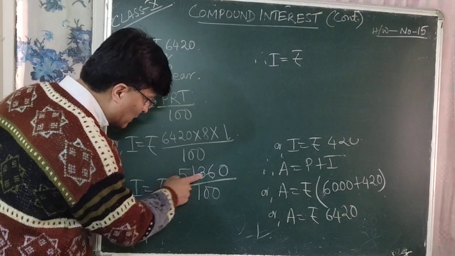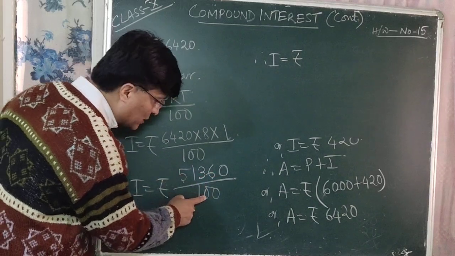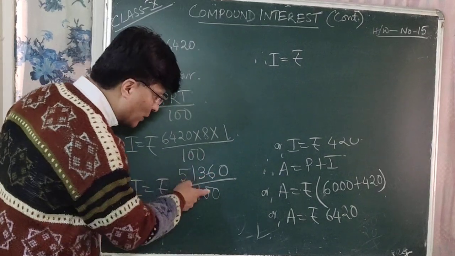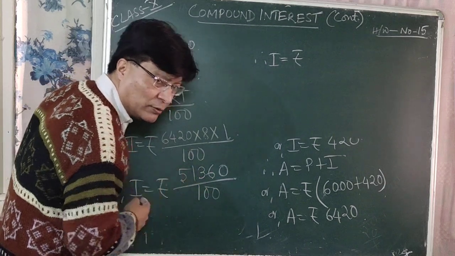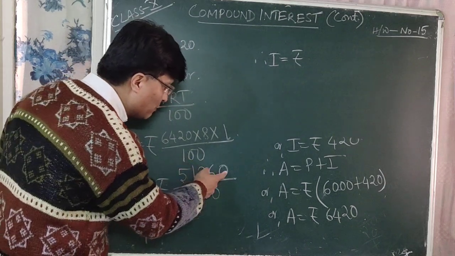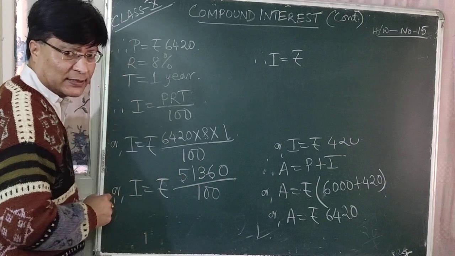If it is divided by 100, so after 1 there are 2 zeros. So in the numerator you have to write down the decimal point before 2 figures from the last.